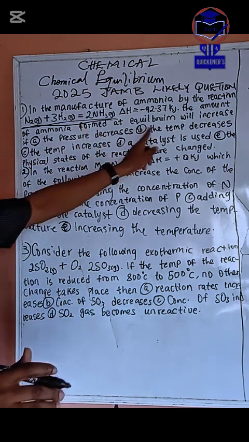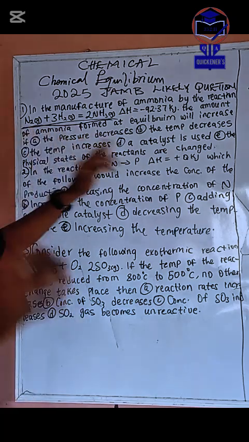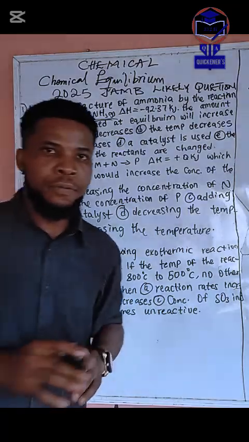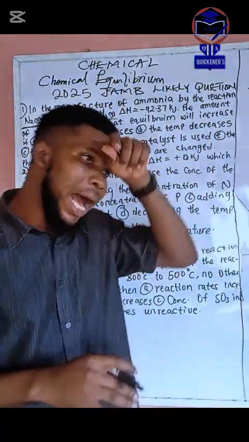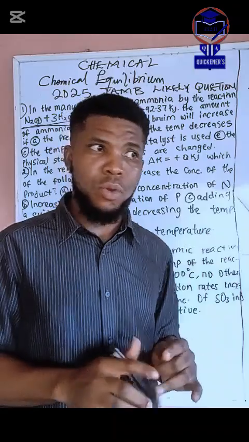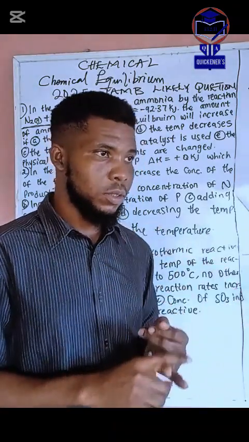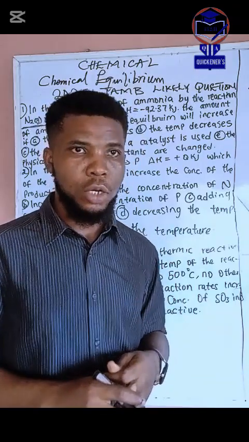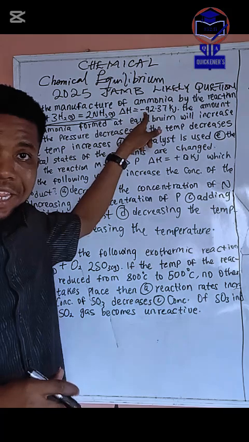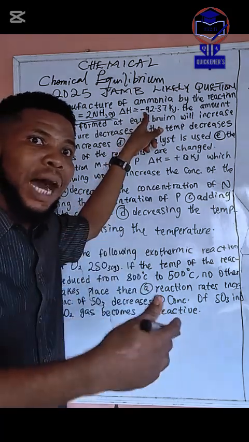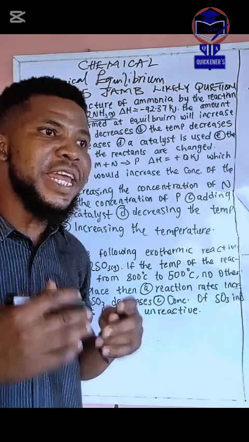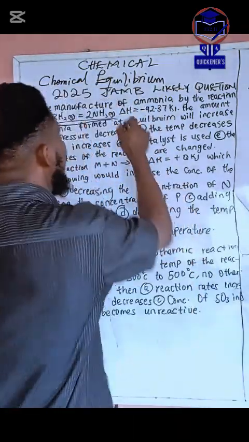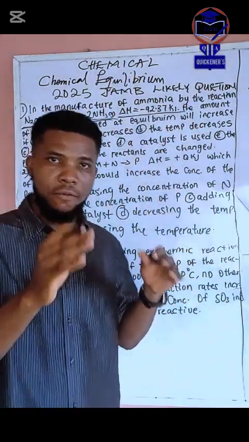The pressure decreases, the temperature decreases, the temperature increases, the catalyst is used, the physical state of the reactants is changed. Now, when it comes to chemical equilibrium, there are factors that affect it. We have pressure, concentration, and temperature. You can see this is a negative enthalpy change. So, what does negative enthalpy change mean? Negative enthalpy means that heat is given up to the surroundings.